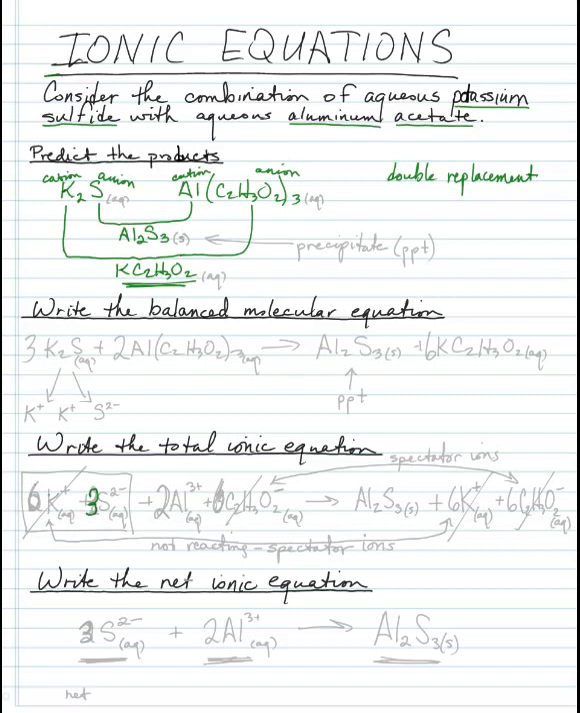Let's go back to the description of the problem. Consider the combination of aqueous potassium sulfide. Oh, so our original guy was aqueous. That means dissolved in water. And so was the aluminum acetate, dissolved in water. And let's look at our two products.